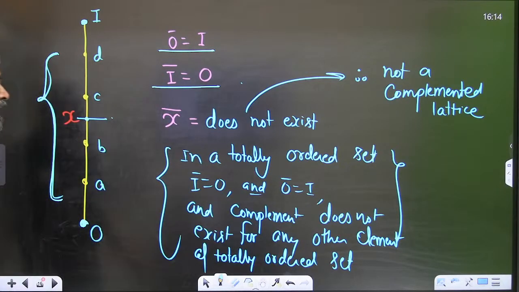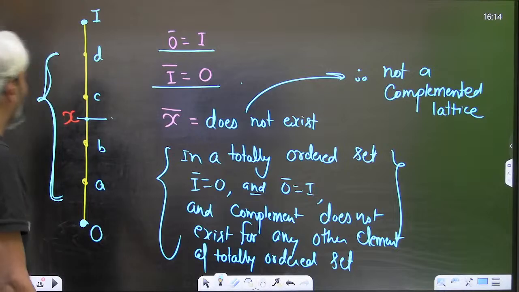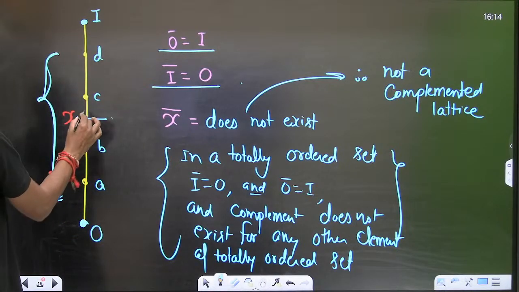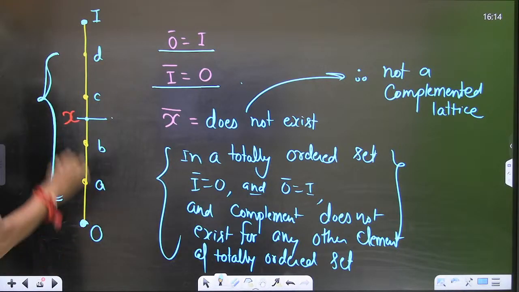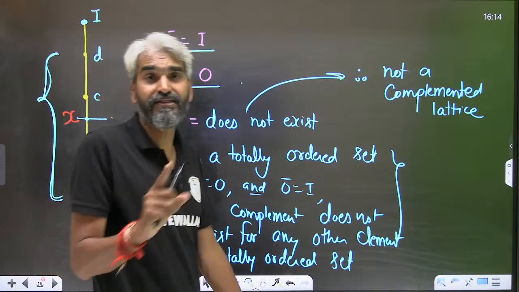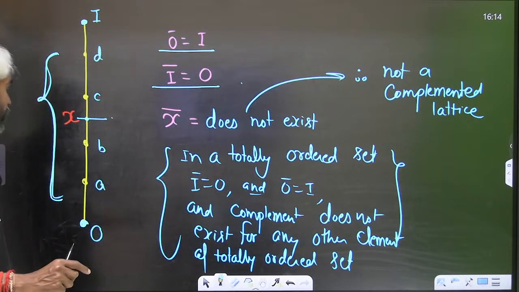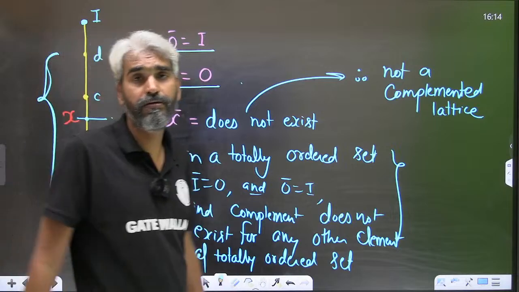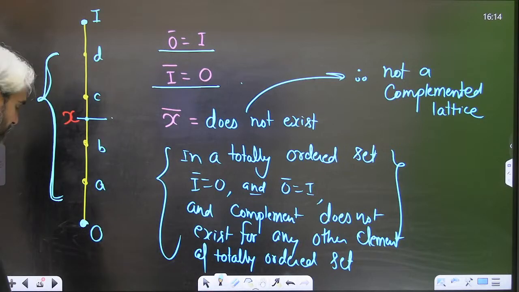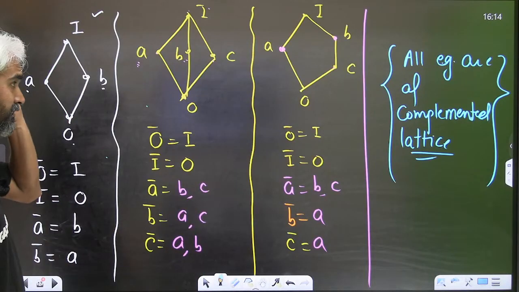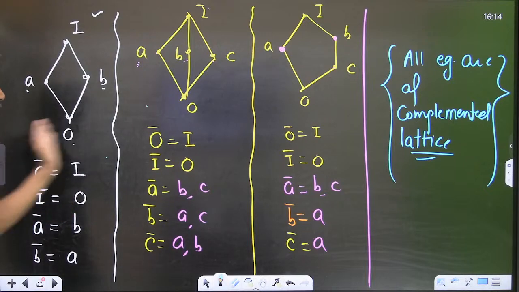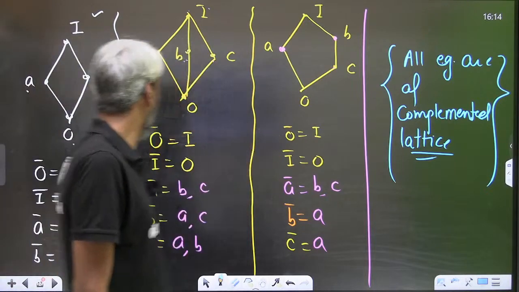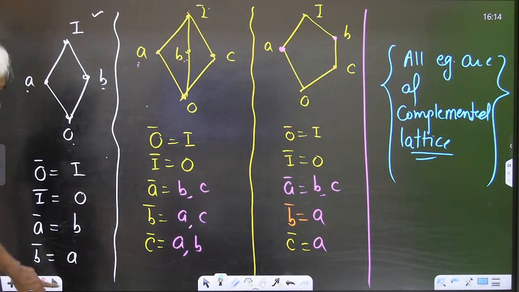Clear? Now, apart from that, I also explained one concept, that a complement of an element cannot exist on the same line, as long as that element is not the universal upper bound or universal lower bound. Clear? Okay. So let's try to understand. These are some examples I just gave you. These are all complemented lattices.